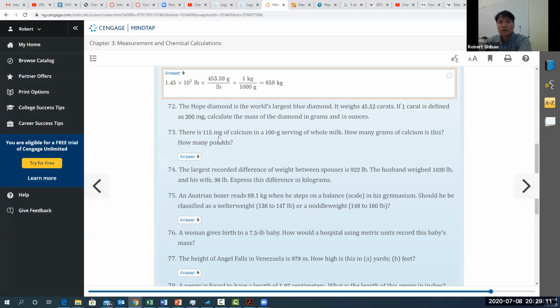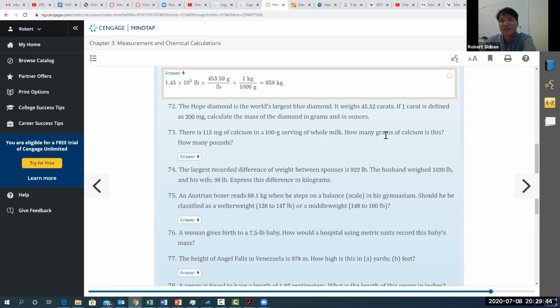There is 115 milligrams of calcium in a 100 gram serving of whole milk. How many grams of calcium is this? Okay, now we're getting into a more advanced style of problem. This more advanced style of problem means that we have to be very, very particular about how we label things. So for example, here, should I write down, okay, I'm given 115 milligrams of calcium in 100 grams serving whole milk.